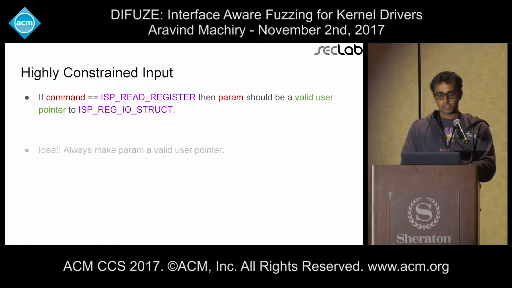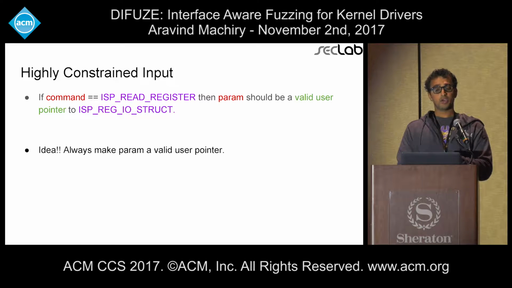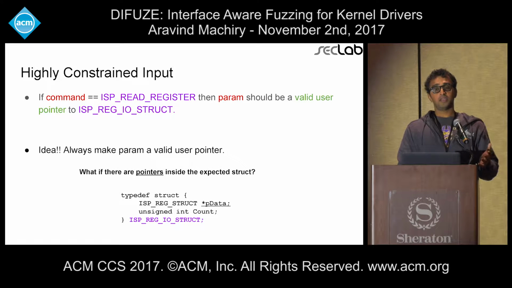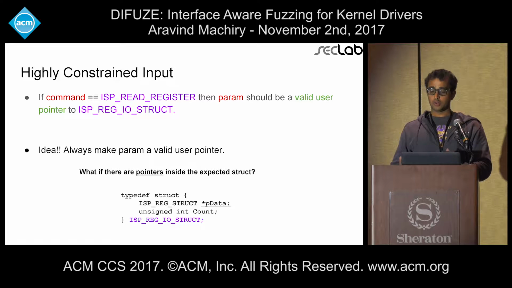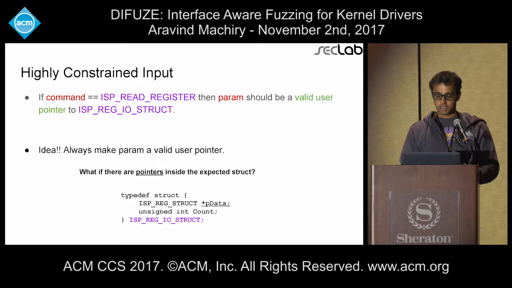So in plain language, what's the constraint? One can easily say that since the constraint is only on command, and the toughest constraint is param because it has to be a pointer, let's make param point to some arbitrary user space memory, but make it a valid pointer. However, that will not work because structures could be complex. They can contain pointers within themselves, so you need to handle those accordingly. You cannot just make param point to arbitrary user space memory and hope the fuzzing works.